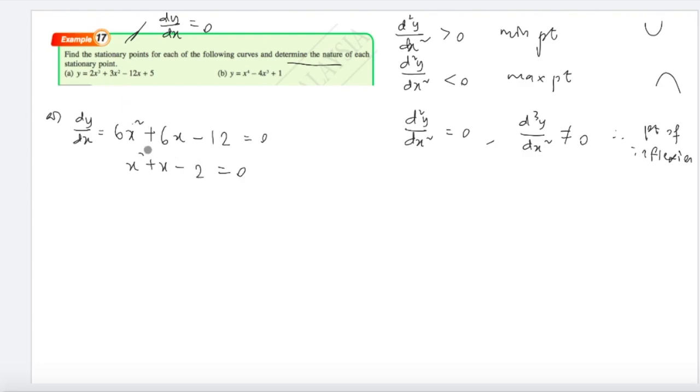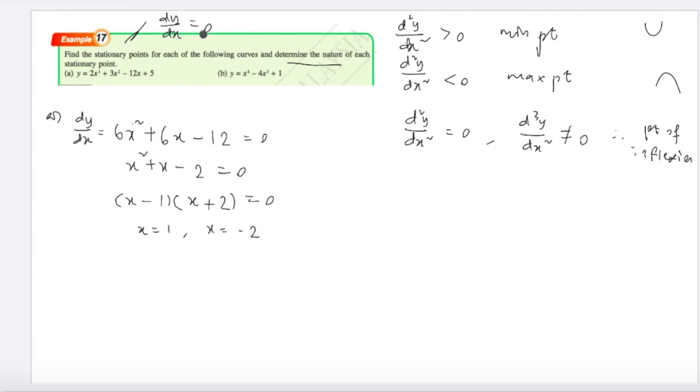Here x squared. Okay, now factorize: 1, 2, 2, positive, negative. Negative means 1 minus, and here positive, so the bigger number is positive. Therefore, x equals 1, x equals negative 2.